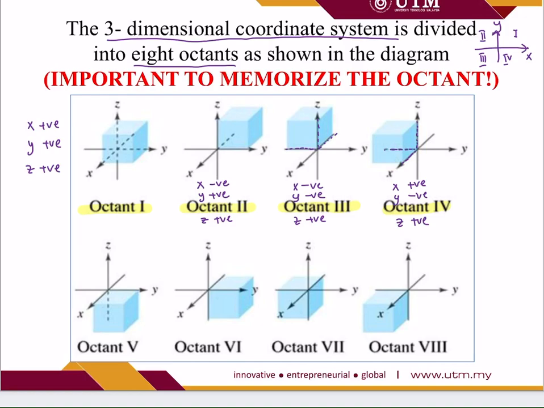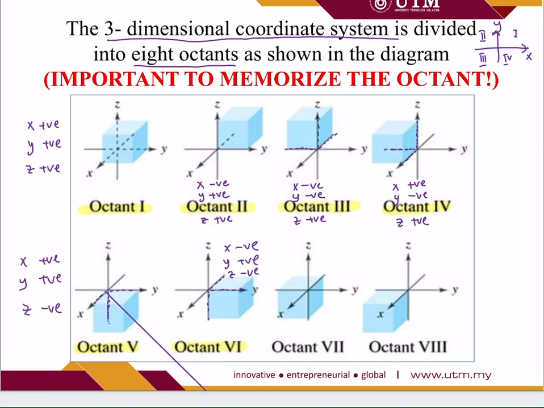Next, octant 5 here. Look at that one. What is the value for x? X is in front here, so x is positive. Y is also positive, in front here. How about z? Z is down here, meaning z is negative. Octant 6 here: x is negative because it is at the back, y is positive, and z is down here, negative.